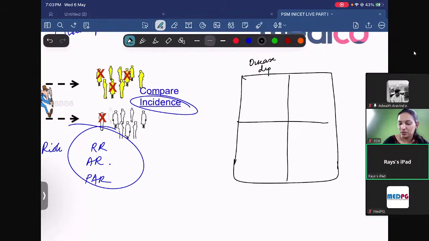I told you truth is on the top, right? Disease develop, how many people develop the disease, we write here. Those who do not develop the disease, right here. And the exposure, we have two groups, right? We have an exposed and non-exposed group. That comes on the side. Now you fill in all the values.